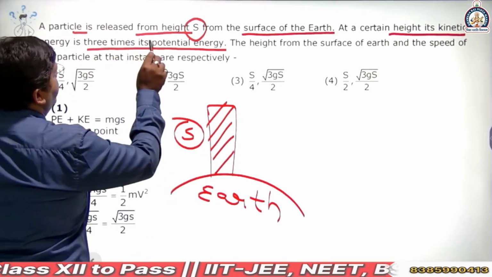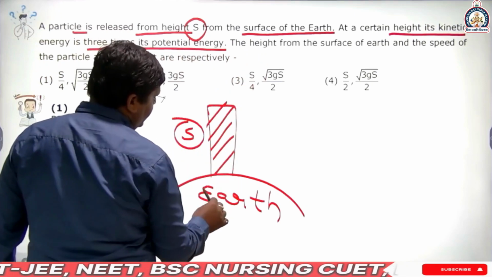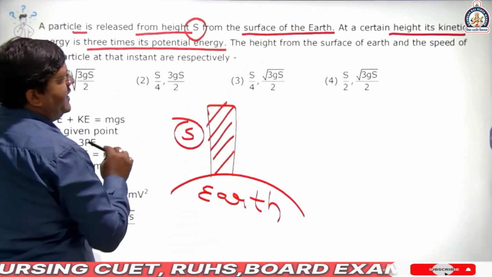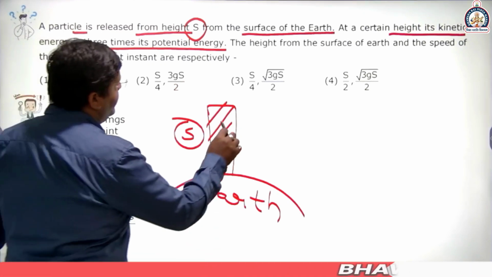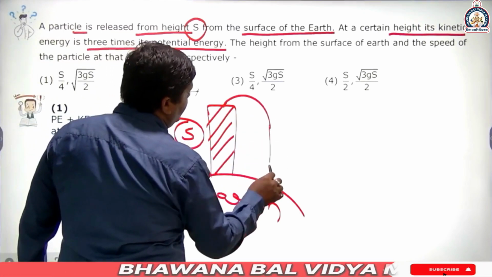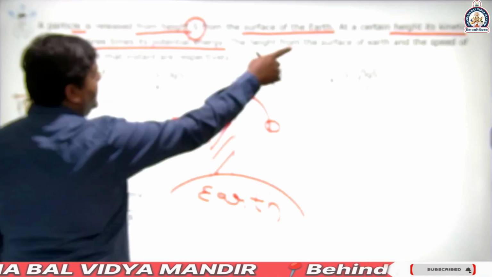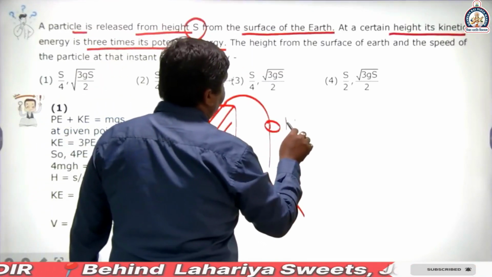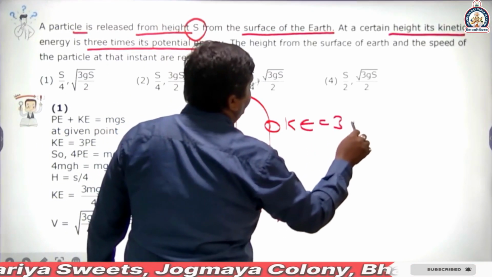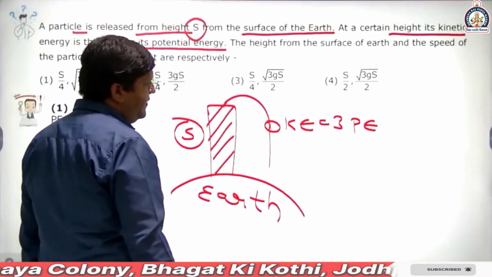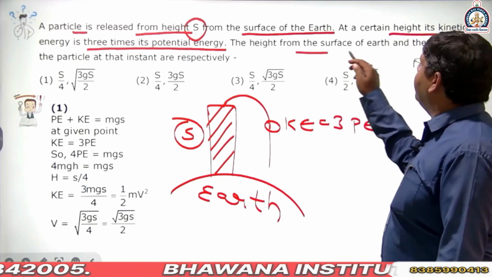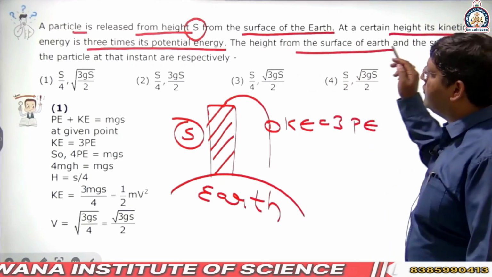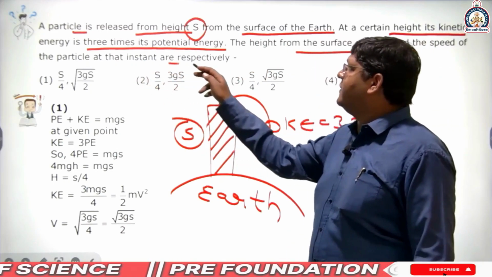A particle is released from height s from the surface of the earth. This is the earth surface and this is height s. At a certain height, its kinetic energy is 3 times the potential energy. When the particle is thrown, at a certain point this condition holds: kinetic energy is 3 times the potential energy. Okay. Now, the question asks for the height from the surface of the earth and the speed of the particle at that distance.